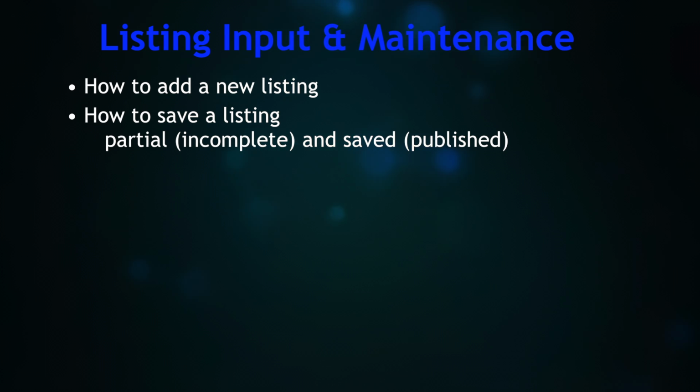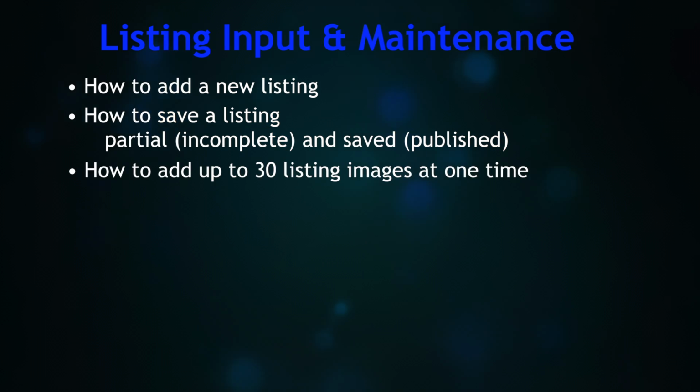Now, as you're working through, and before the listing is saved or published, while it's in the partially saved mode, you can add up to 30 pictures to your listing, and you can add all 30 at one time. For many of you, that's going to be a big time saver because you're used to adding pictures either one at a time, or up to 20 pictures at one time. In Paragon, you can add all 30 pictures at one time.